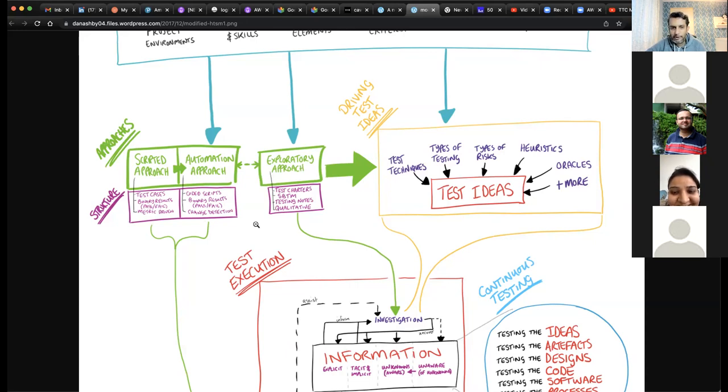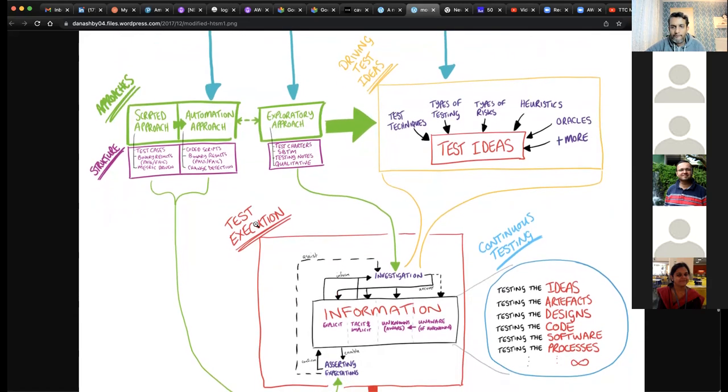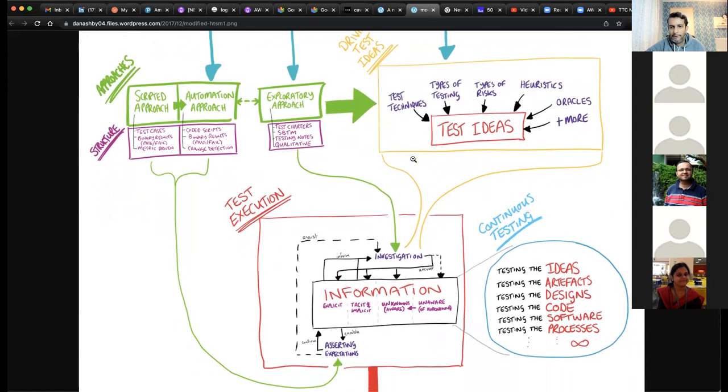So just to give you a quick context, we are talking about Dan Ashby's modification of the heuristic strategy model here. And if you notice, what they've also done is they have expanded not only the test techniques, but they have also considered the various types of testing. And interestingly, alongside the heuristics and oracles, they also have types of risks. It is quite interesting to note this, because risk categorization is an important exercise when you're trying to visualize your tests.